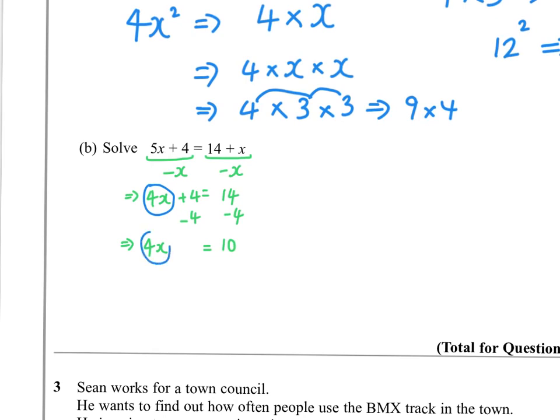Now I have the x terms isolated, and I can now divide both sides by 4, because 4x means 4 times x. So I divide both sides by 4, and that would give me x is 10 over 4, and you don't have to cancel that down, but if you want to, you can write 5 over 2 by halving the numerator and the denominator. So we get x is 5 over 2.